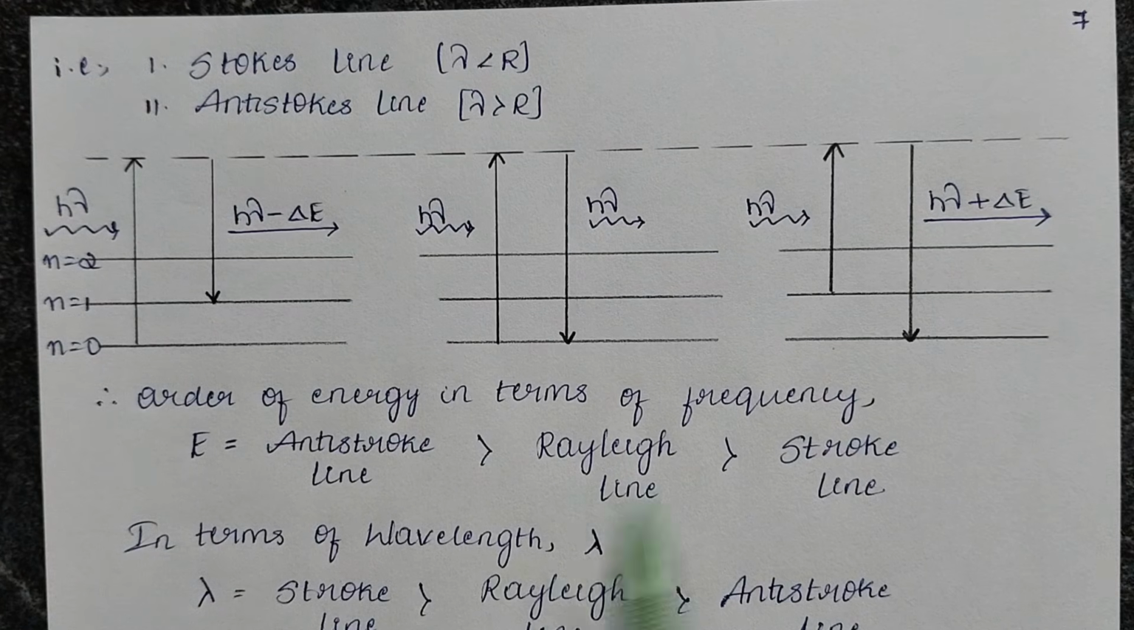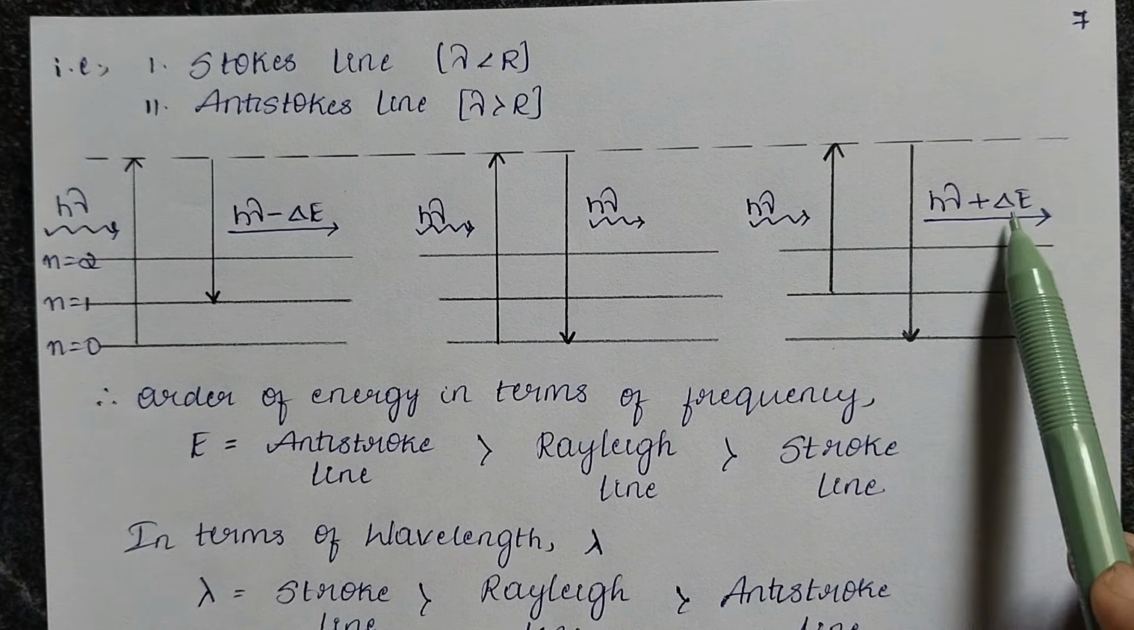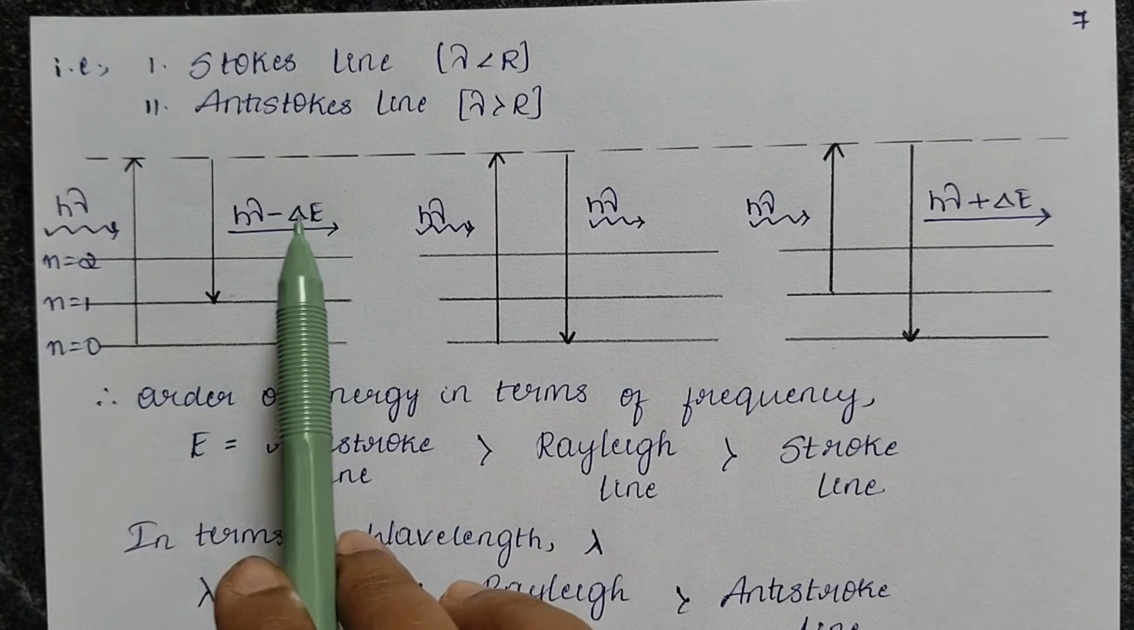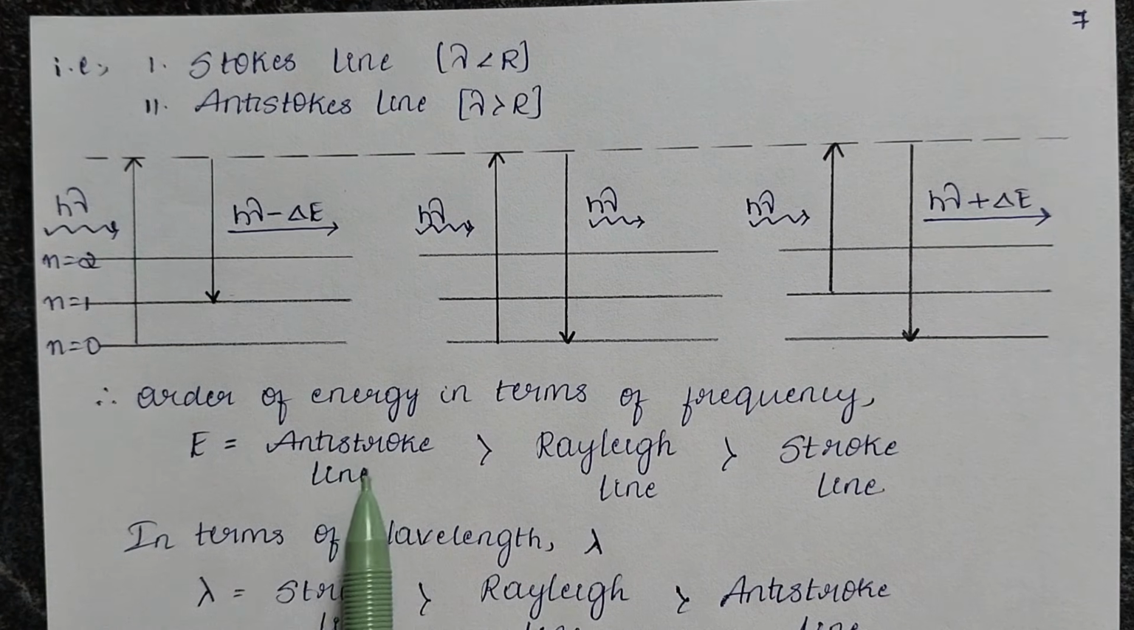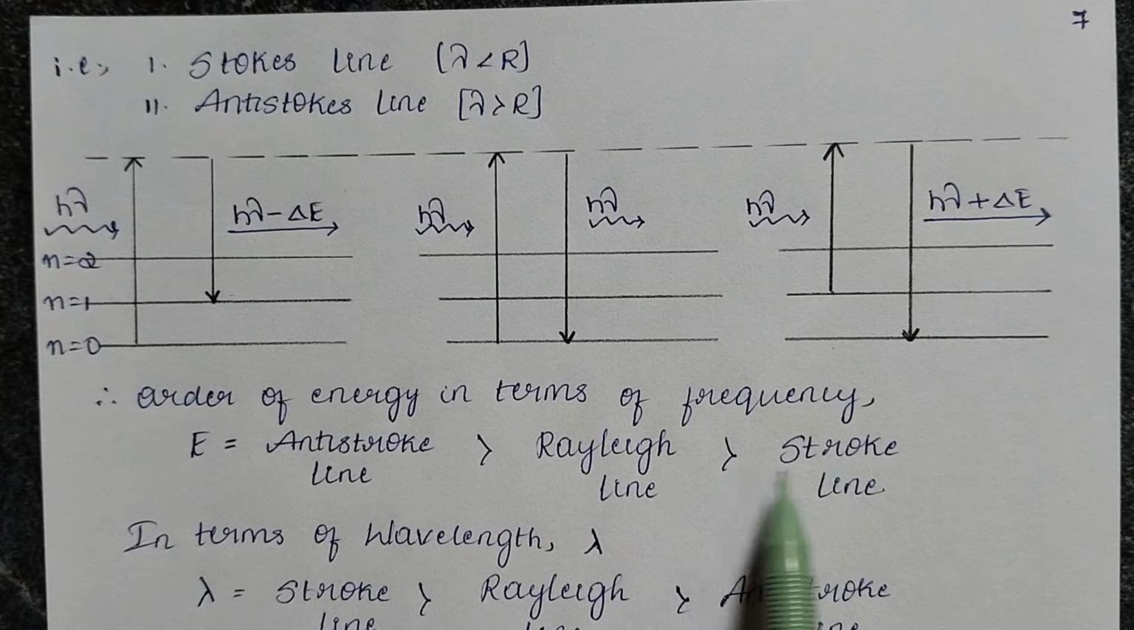So before going to the definition, let us see the order of energy in terms of frequency. So how much energy is needed for such transition when we consider the frequency? And we know the amount of energy which is released during the anti-Stokes line is more, that is plus delta E, but in Stokes line we can see it is minus delta E, and therefore the order of energy in terms of frequencies, anti-Stokes line will have greater energy when compared to Rayleigh line when compared to Stokes line.